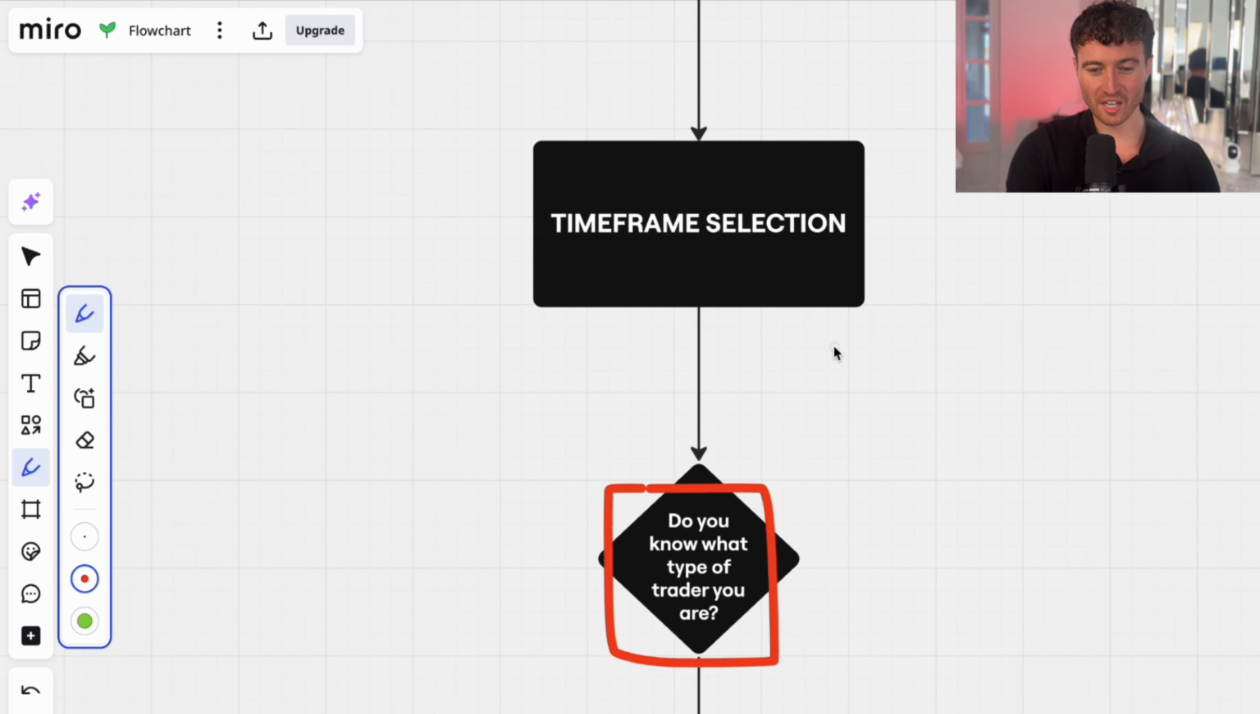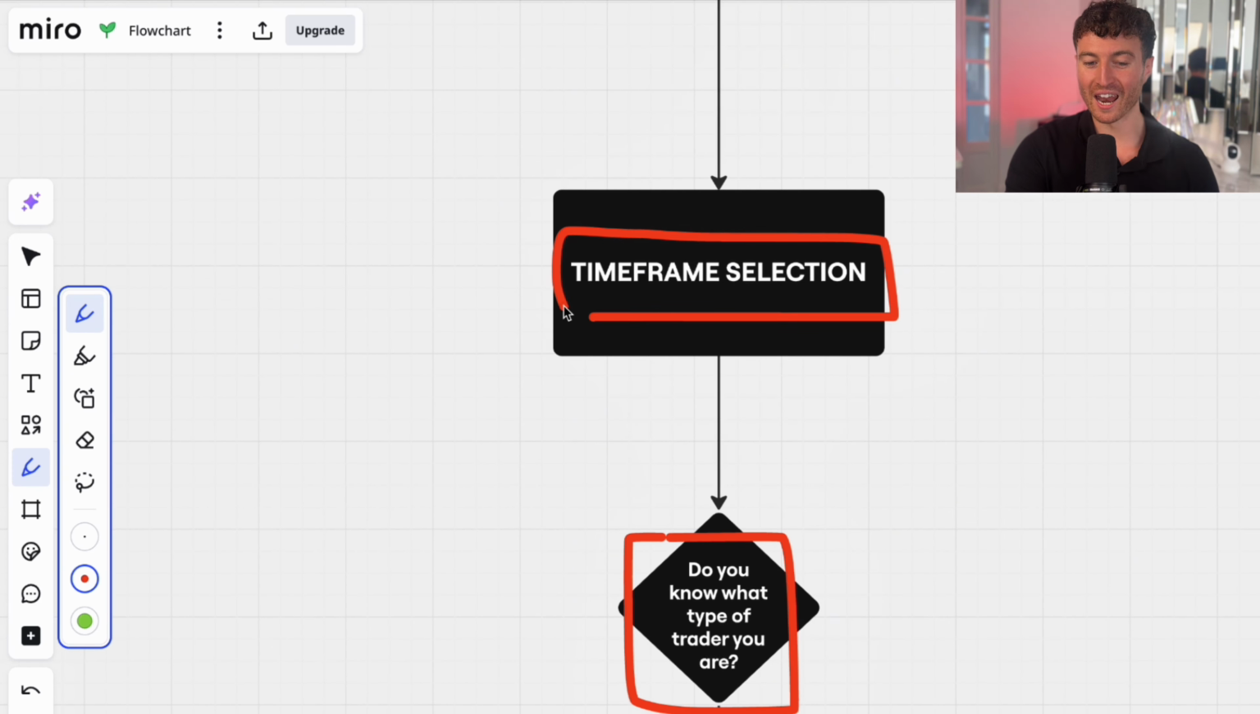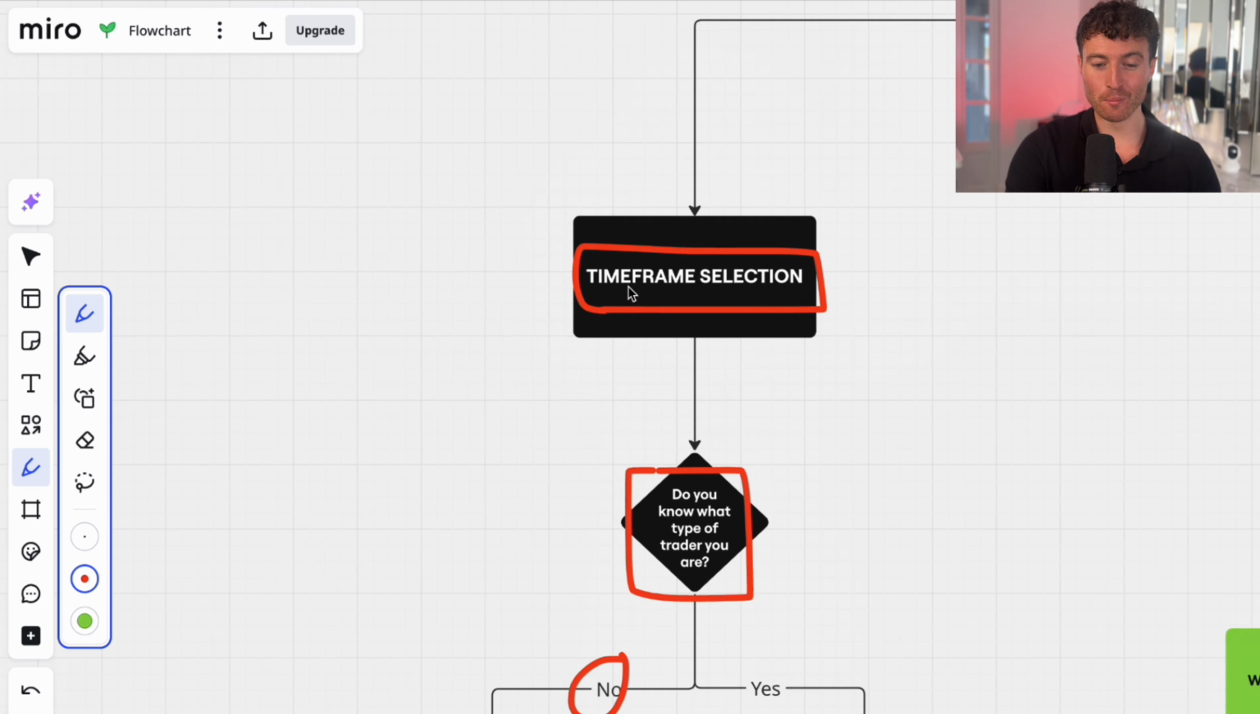All right, so this is step number one, which is time frame selection. And honestly, this is the most important part of the system, and you really need to understand what sort of trader you want to be. But not only that, you need to trade a system that revolves around your life.